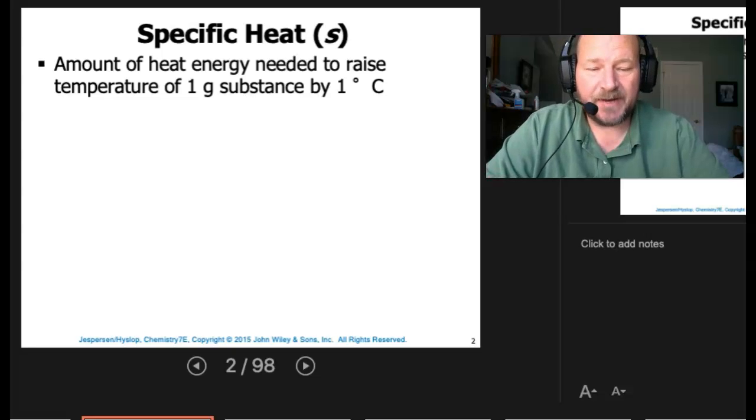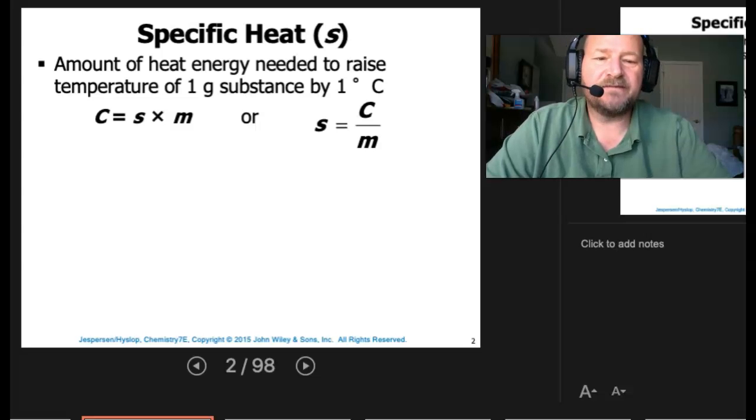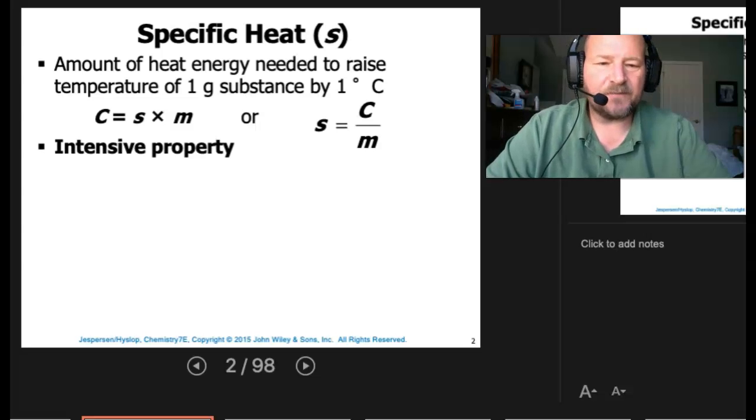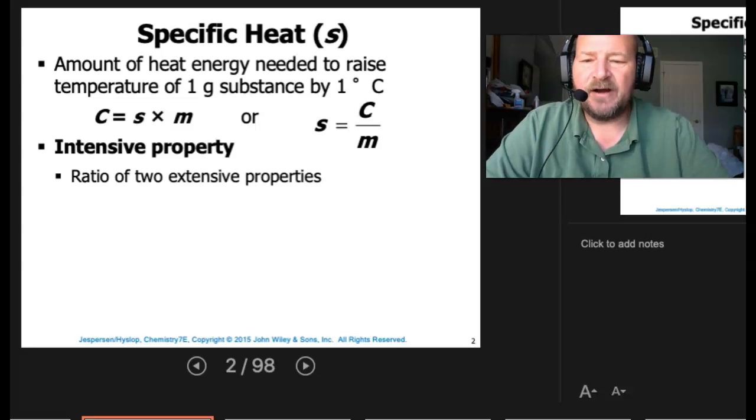So we said there was a couple of dependencies for capacity. And so capacity then is equal to specific heat times mass, or we can think of specific heat being the capacity divided by the mass. Now this makes it an intensive property, right? Because we have two extensive properties, but because it's a ratio and proportion sort of idea, much like we saw with density, that means we're going to have an intensive property.